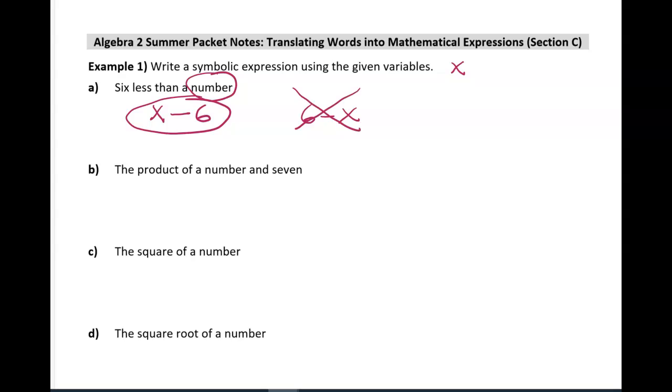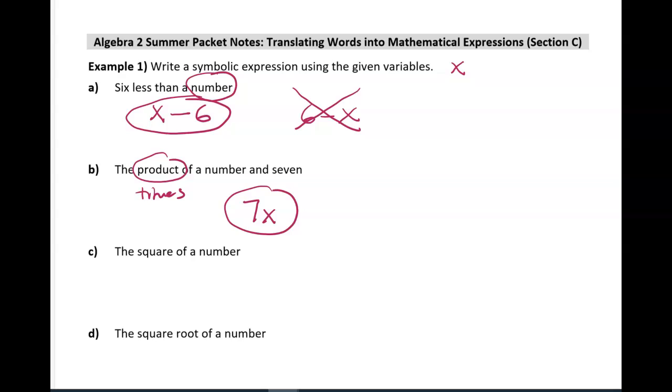Please make sure that you see the difference between those two answers. 6 minus x is incorrect. If we want 6 less than a number, we have to subtract from the number, not subtract the number from 6. All right, in B, the product of a number and 7, product means times. And when we write a variable times a number, the number always goes on the left side.